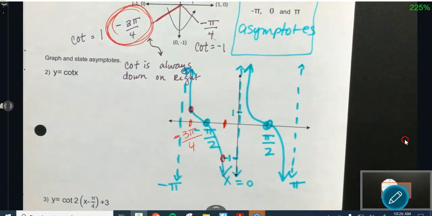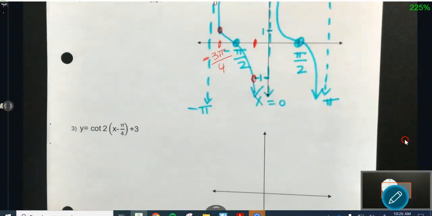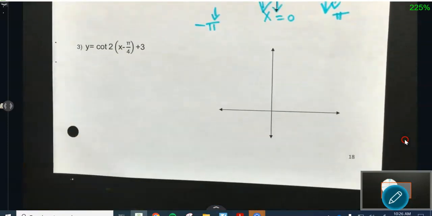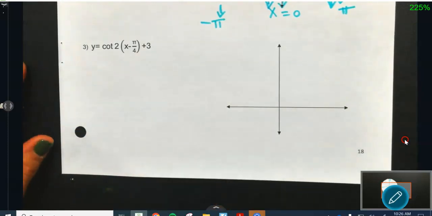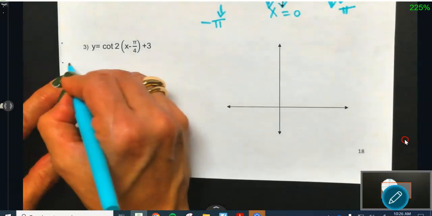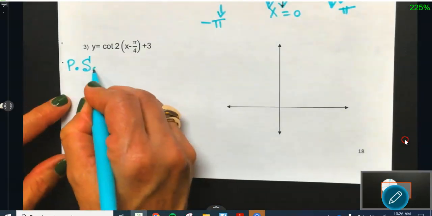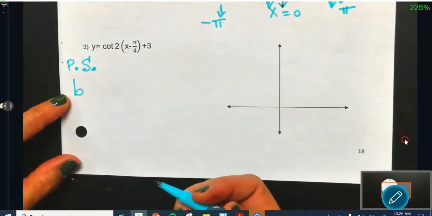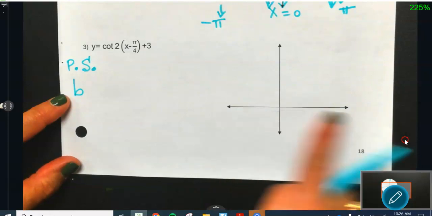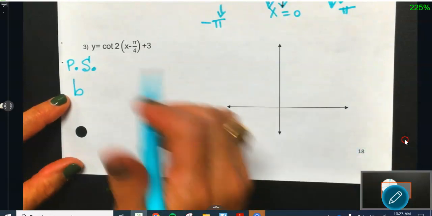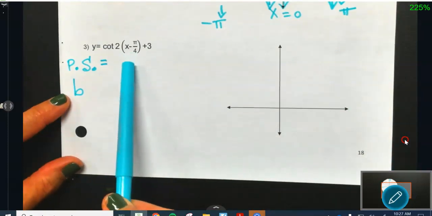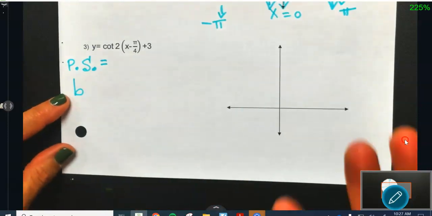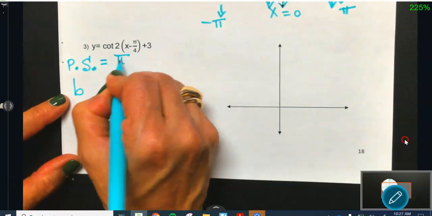All right, one more example, and then we'll move on back to tangent. But real quick, guys, look, we have cotangent. Let's talk about this for a moment. I just want to focus on the horizontal stuff that's happening. Horizontal is a phase shift and a B value. That's the stuff that messes with the sideways movement. What's the phase shift? Positive pi over 4. It's just h. Remember, it's just h. It's going to be positive pi over 4.